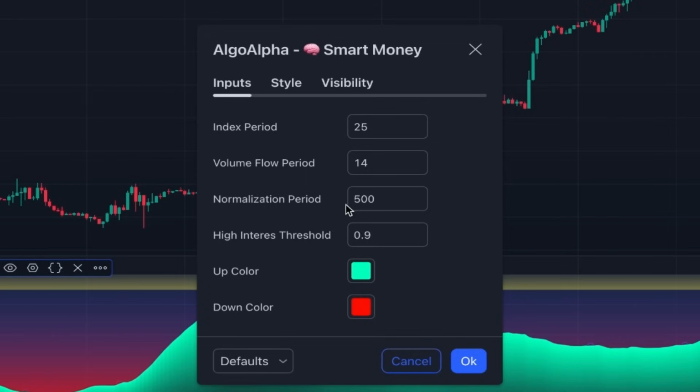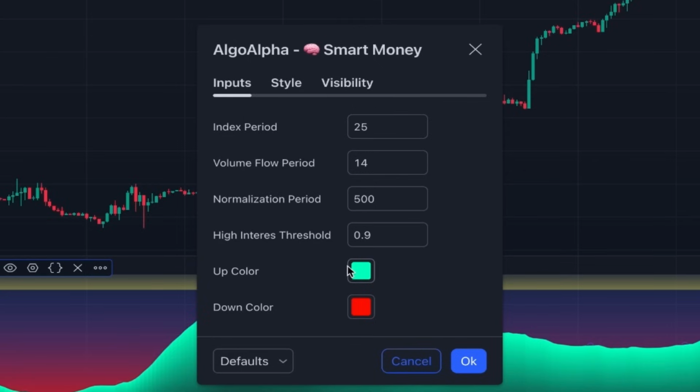It's for ensuring that the index remains relevant. If we decrease it, the sensitivity of the spikes in smart money interest will be increased. And this is the index period, which is set at 25 by default, and this is actually the main lookback period for the indicator to calculate the index. If we reduce it, we will have shorter term spikes of interest. The default settings generally work very well, unless, depending on your trading strategy, you may need to adjust them.